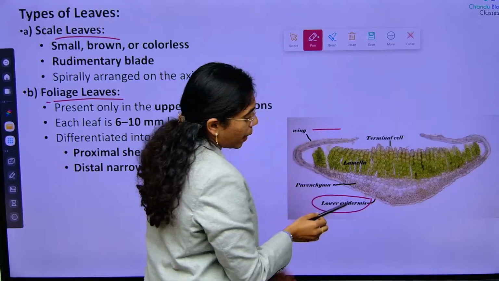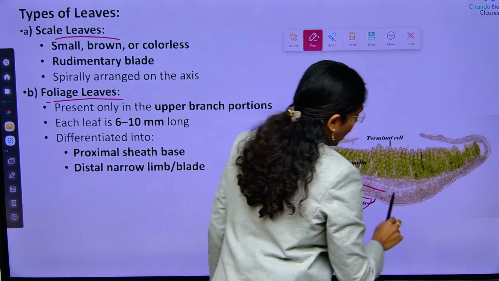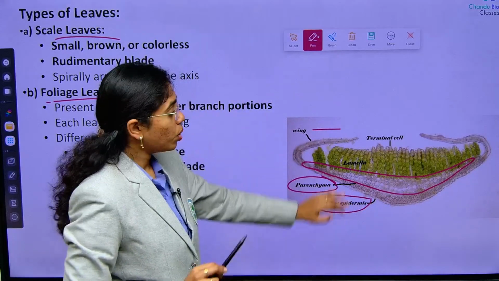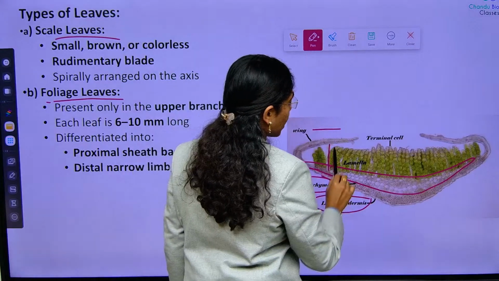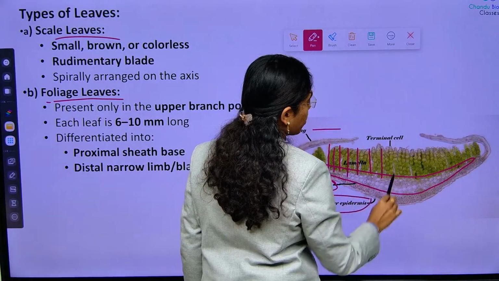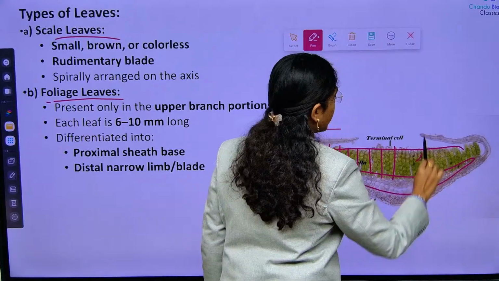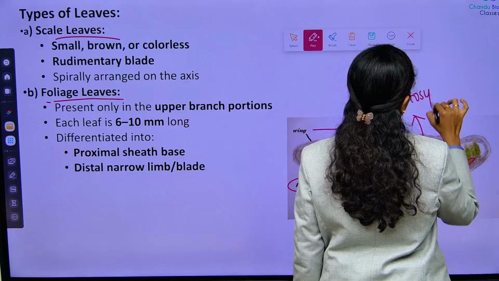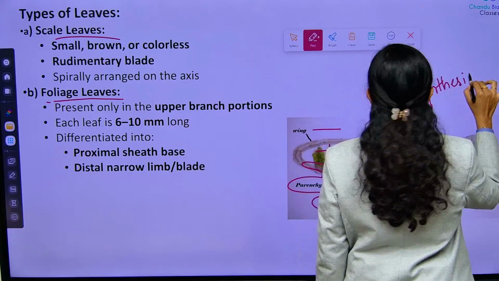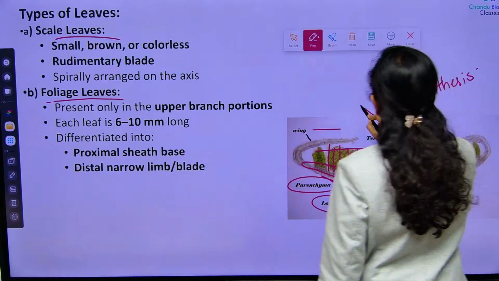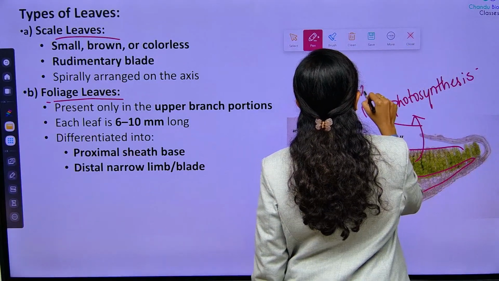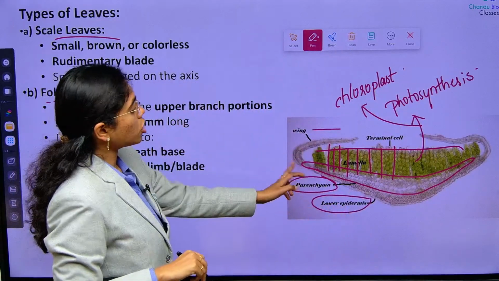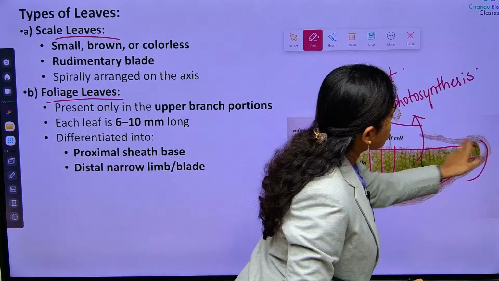And above the lower epidermis you can see a clear mass of parenchymatous tissue is present. Above the parenchyma, parallel rows of lamellae structures are present. These lamellae structures are green in color and they perform photosynthesis. And these lamellae structures contain chloroplast. Fine. This also possesses a lower epidermis, and above it also possesses a wing.